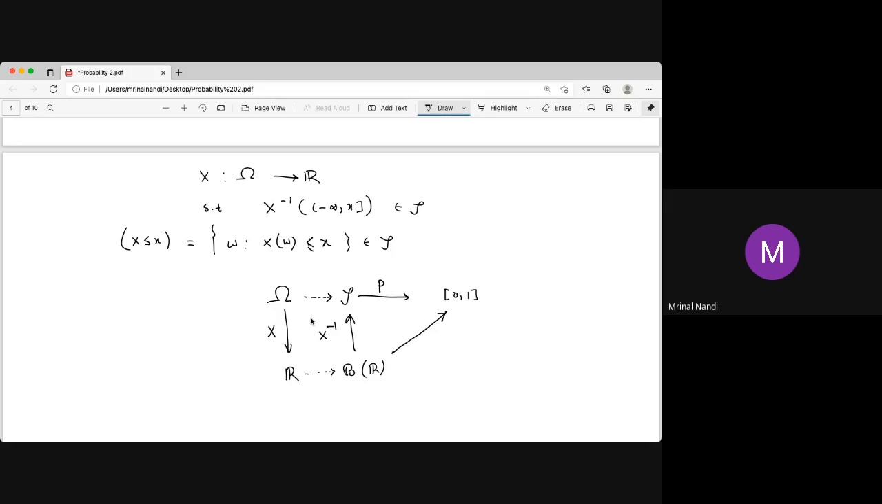So we need a parallel counterpart of the probability from the Borel sigma algebra to the interval 0 to 1. So again it must be a measurable function. Sorry, not a measurable function, it's a measure. It must be a measure. That X is a measurable function, that probability is a measure. So two functions are there. One is a measurable function, one is a measure. So P, the probability, is the measure, and this X is a measurable function. A measurable function is always between two sigma algebras.